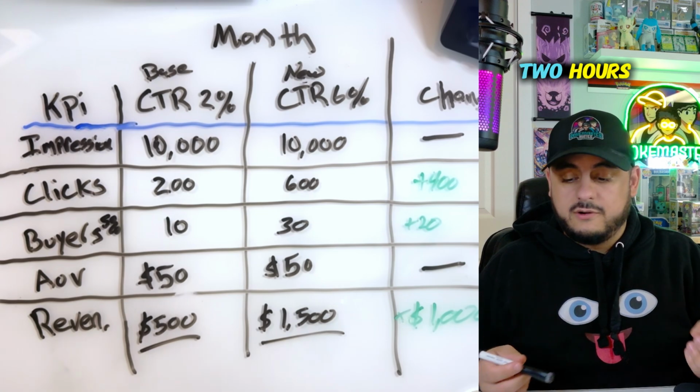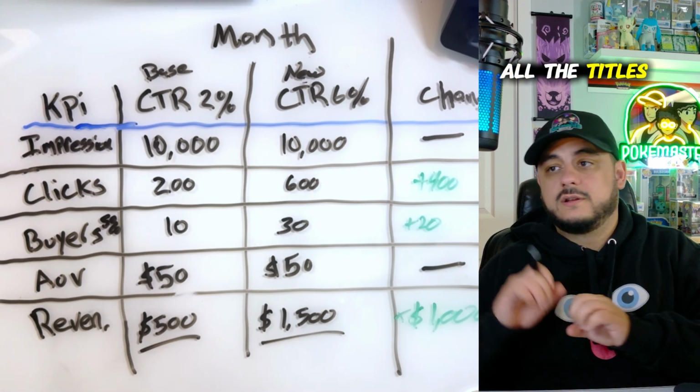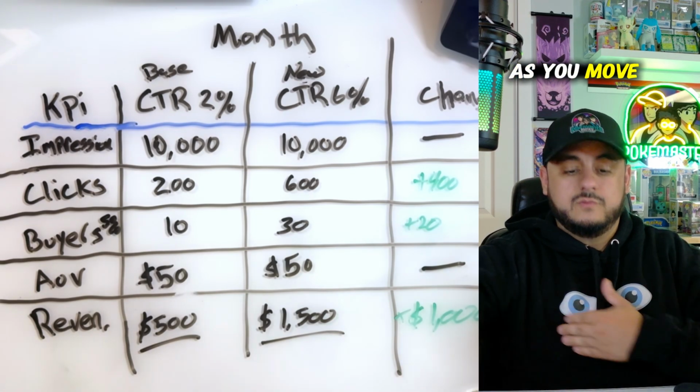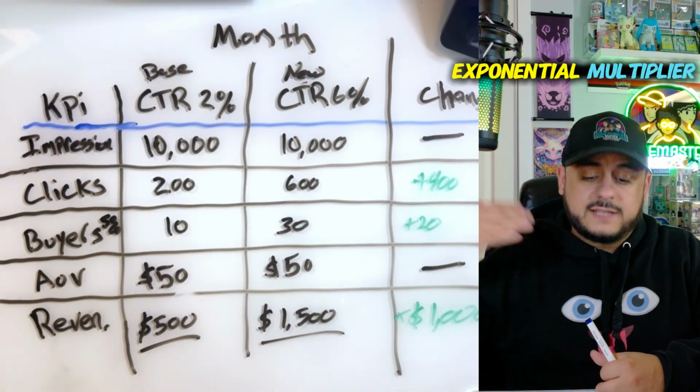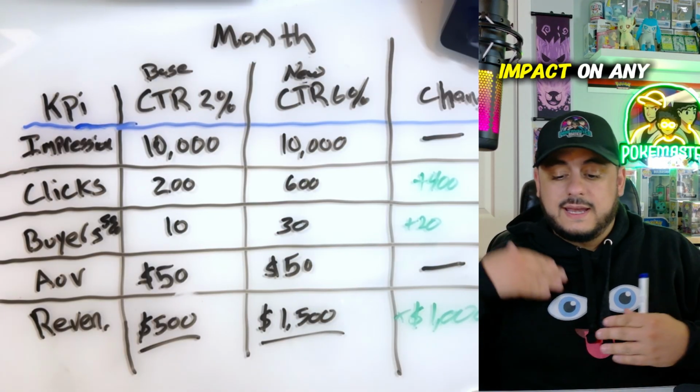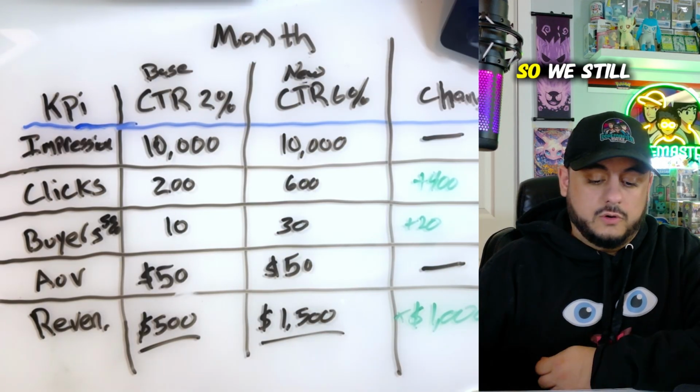Again, you can spend 2 or 3 hours coming up with all the titles and a couple of templates, and apply those as you move forward to all your streams. And this would be the difference, right? As you increase these numbers, it acts like an exponential multiplier and has that impact on any other changes you make. So we still have our baseline here.